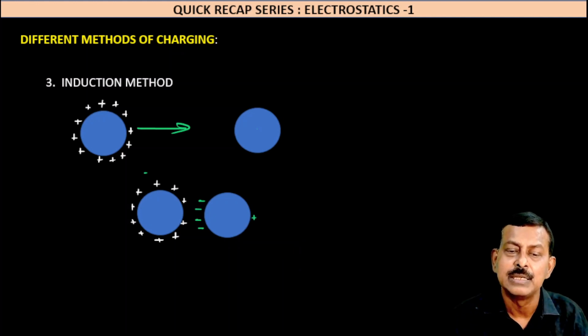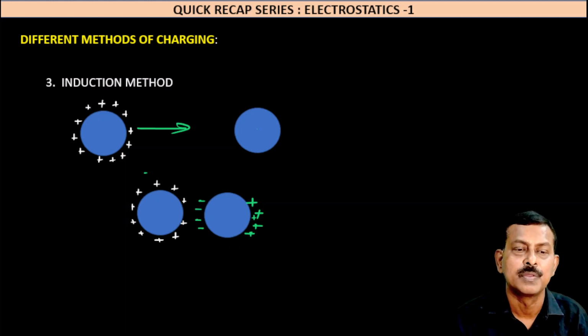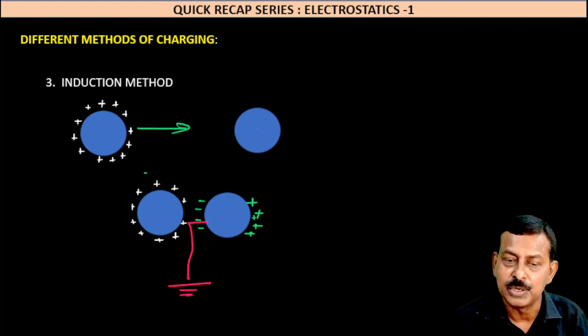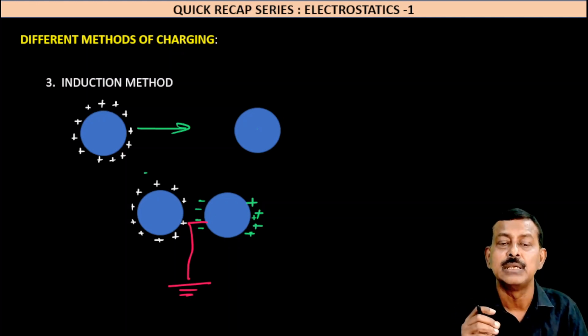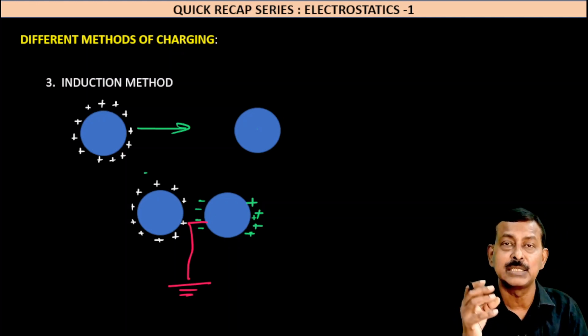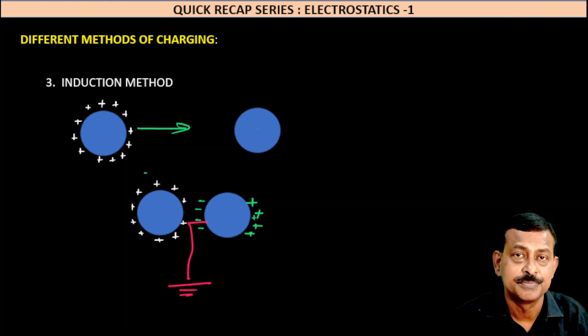But here, there will be one more question. Now, suppose we earth this portion, then what will happen? Is it that the negative charges will disappear? And if you remove the earthing and the charging body there, in that case, will the body become positively charged? No.